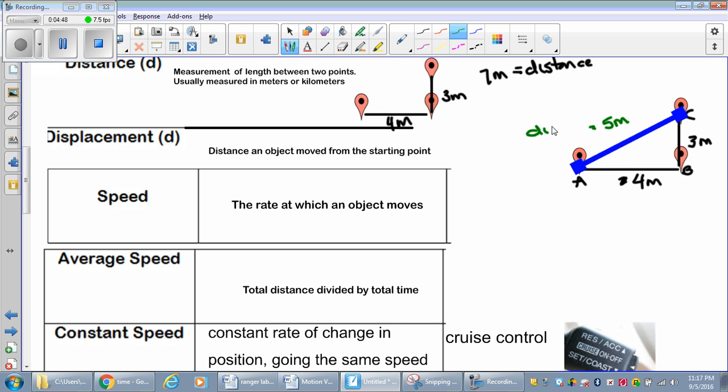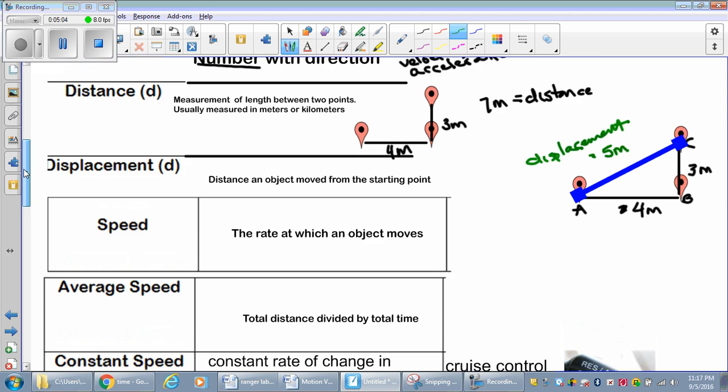This is displacement. So that's how you do displacement, right? Use the Pythagorean theorem on a triangle. We'll get to it in the coming days. But for right now, what you need to know is that's the difference between a vector and a scalar quantity.